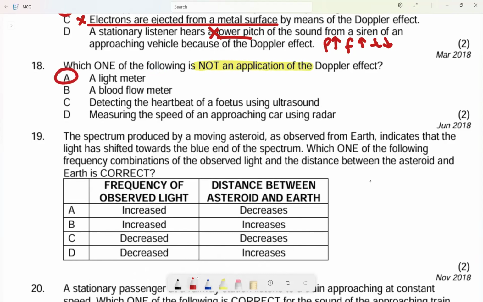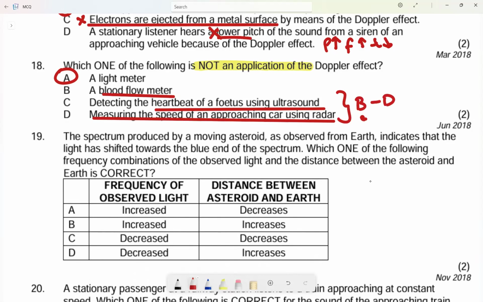Let's look at B, a blood flow meter. This is applicable because we are measuring the speed of blood. Detecting a fetal heartbeat, this we use. Measuring the speed of an approaching car, this we use. So from B to D, they are applicable. We also explained this in the video where we explained the Doppler effect.